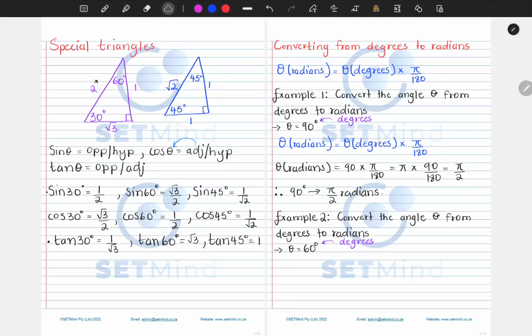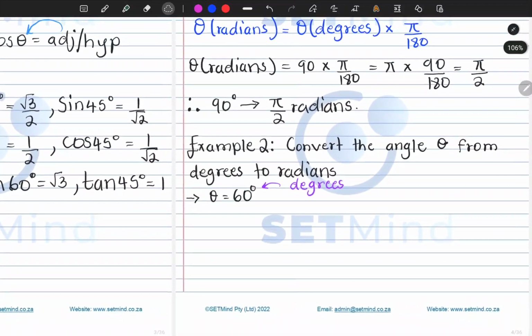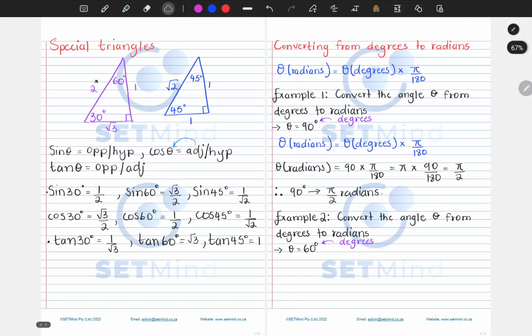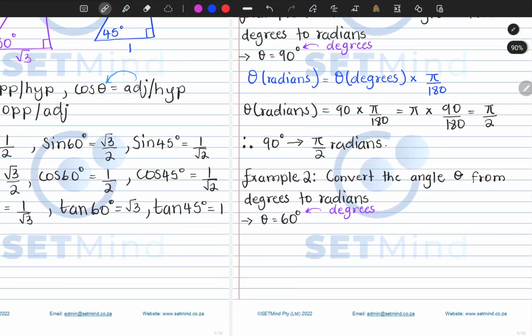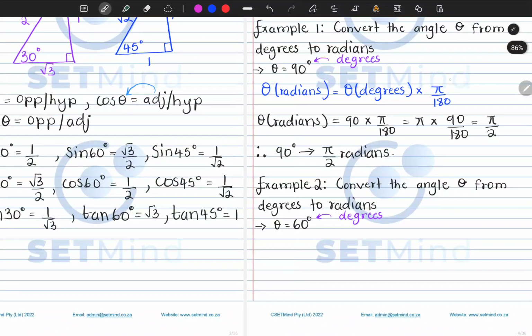Okay, so let's have a look at example 2. For example 2, we are still required to convert the angle theta from degrees to radians. And now what we are given is an angle of 60 degrees. So what we are going to do is use our formula, the blue one, to be able to calculate what this will be.